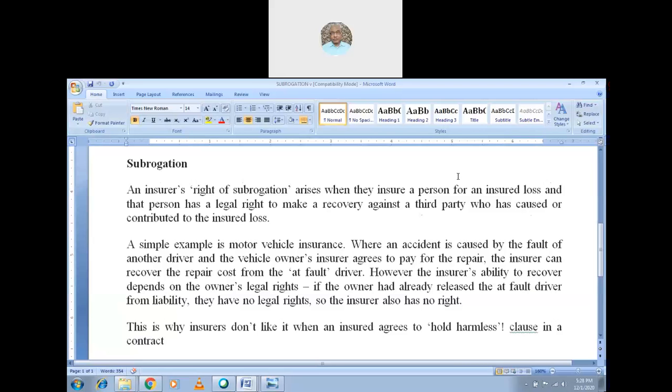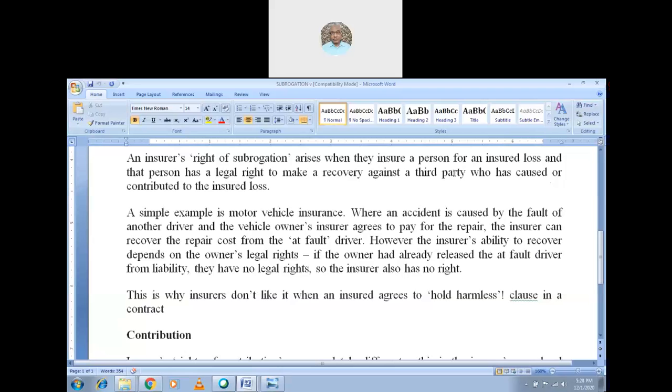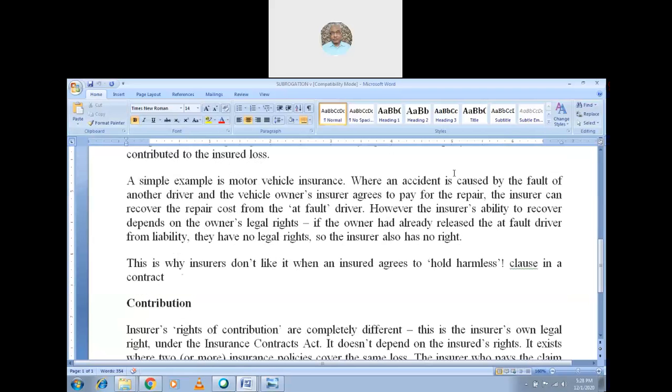Suppose the owner will not file any case or realize anything. In that instance, the insurer also cannot have any right to claim anything, because the owner himself is silent. Then the insurer should be silent. That is the point I want to make. This is why insurers don't like it when an insured agrees to a hold harmless clause in a contract. Otherwise, if it is there, there is no question of the insurer playing a role. That is the way of subrogation.